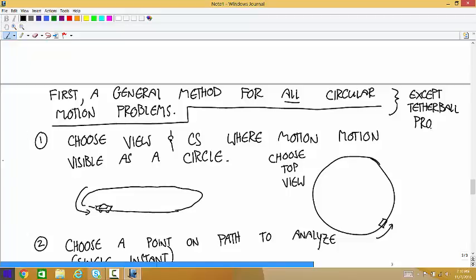I'll talk about how to deal with those separately. So you'll look at problems, and you'll say, is this a tetherball problem where you have a ball hanging from a string spinning in a horizontal motion? If it is that, we'll have a method for that. If it isn't, we'll do this.